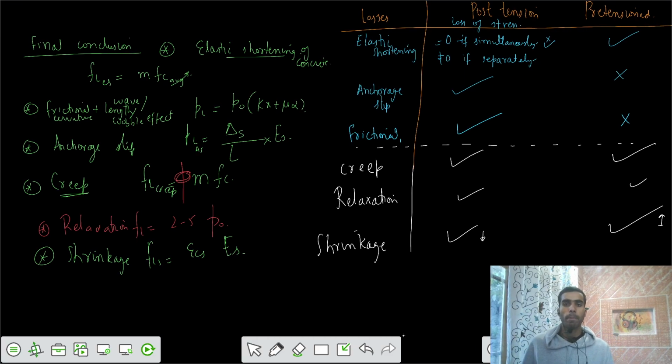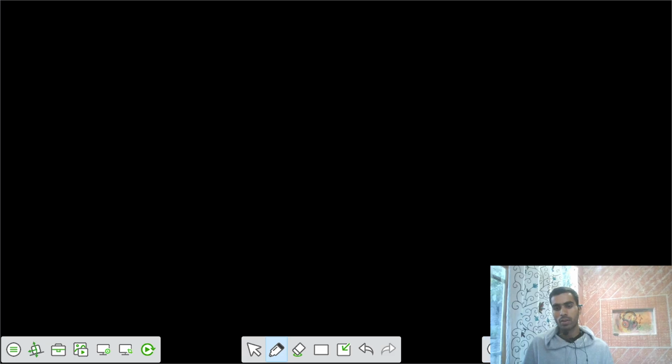Okay, now let's take the final problems that would connect all those dots related to the losses. Let's go to the first one. In the first problem we have to calculate stresses because of all those effects.